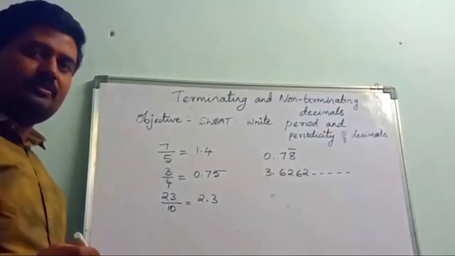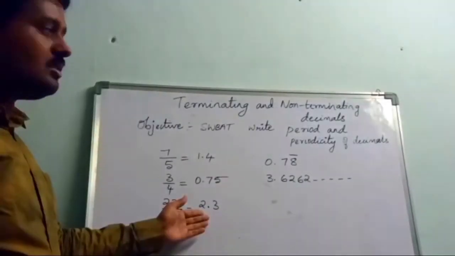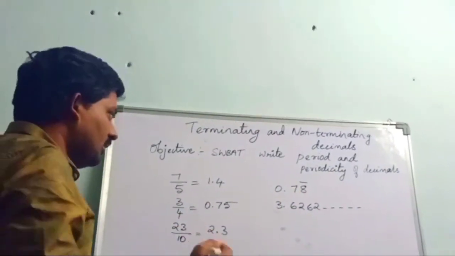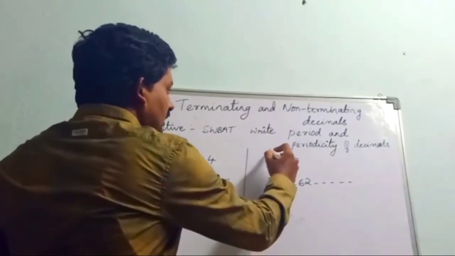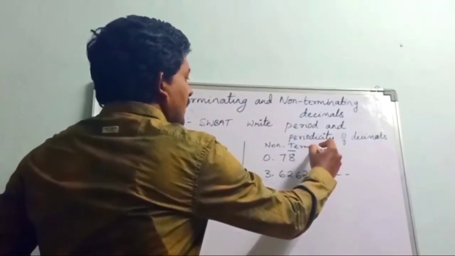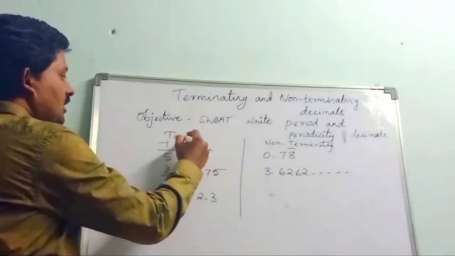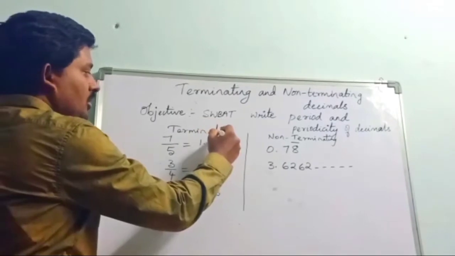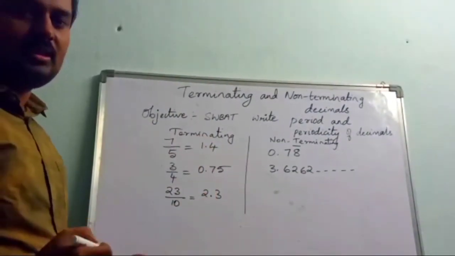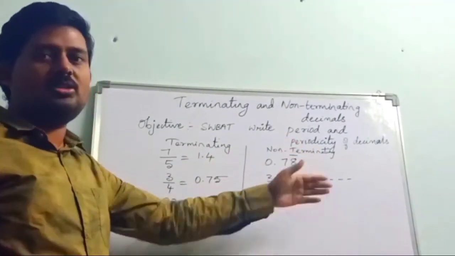Now if you look at this carefully, these three are terminating. We have already seen this yesterday, and these two are non-terminating, right? These two are non-terminating decimals, and these three are terminating decimals. I hope you all remember, right? So terminating decimals have a decimal expansion which terminates, and non-terminating decimals don't.